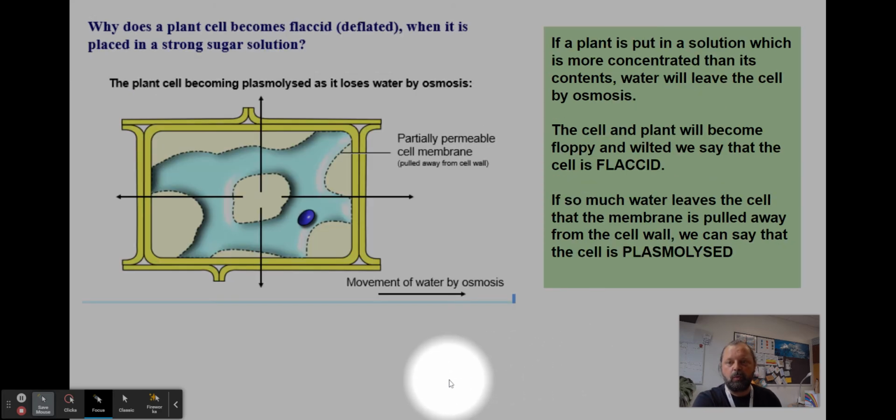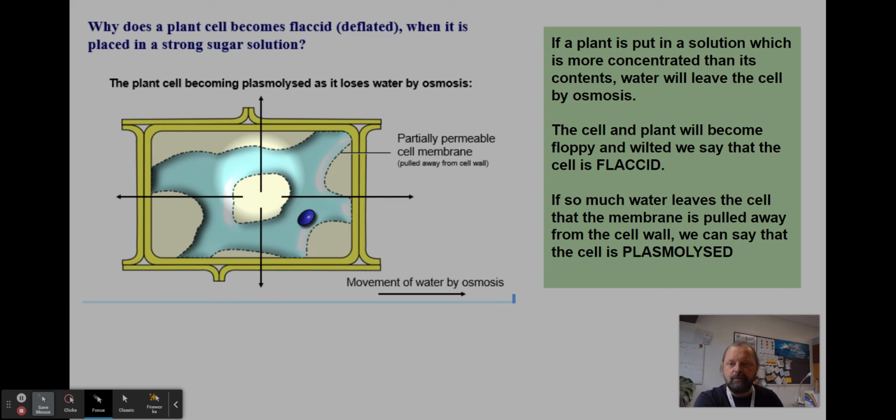If plant cells lose water because it moves outwards by osmosis, so for example, if a plant cell was put into a strong sugar solution or a strong salt solution, then the contents of the plant cell would be more dilute. There would be more water molecules inside the cell, and water would move out of the cell by osmosis. This would mean that the vacuole would shrink. There wouldn't be the pressure pushing outwards on the cell wall, and the cell will go floppy. We say it's flaccid. This is what happens when plants wilt.